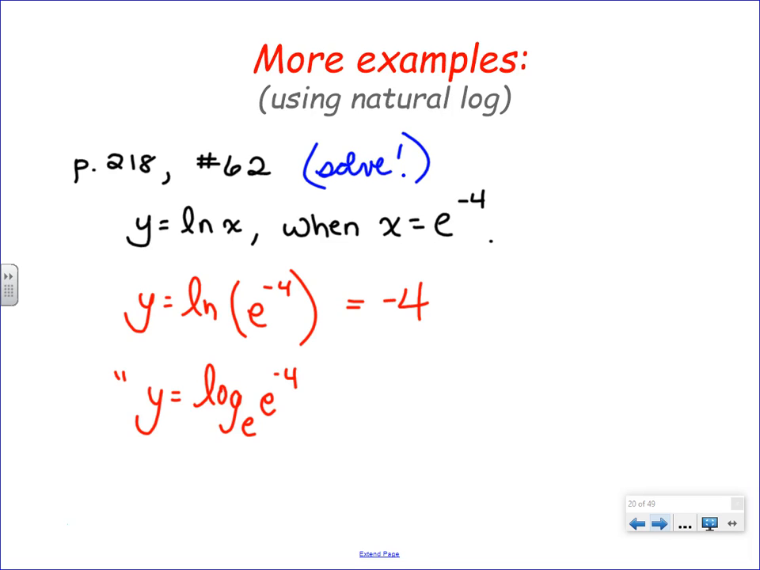So you can use the inverse property of log base of base to the power when the bases match. Yeah, it cancels out. So that might help. ln and e are inverses of each other, so we can just say -4.